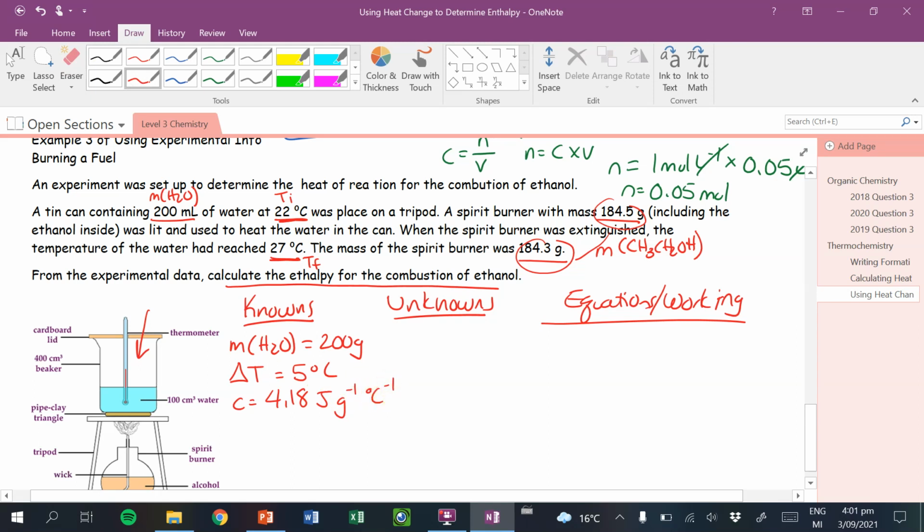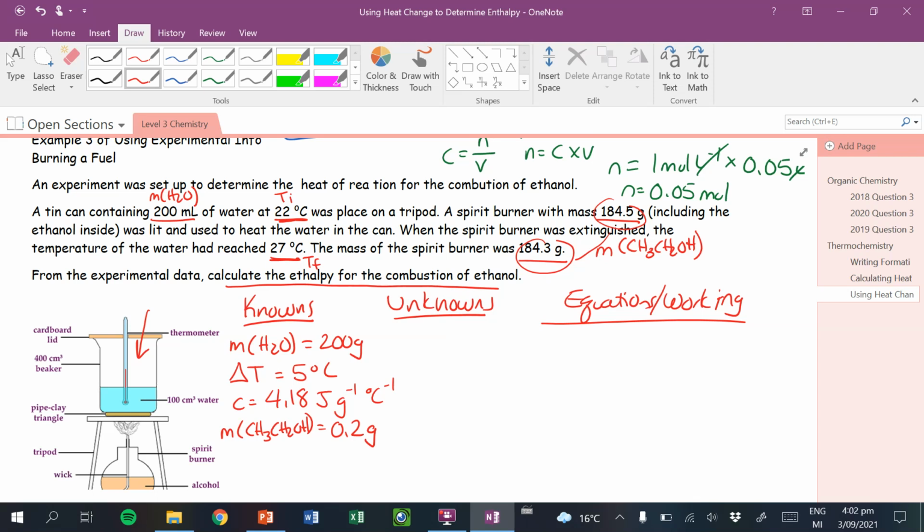The other thing that I know is the mass of my ethanol. So the mass of the ethanol is equal to 184.5, and we're subtracting away 184.3. The reason why I'm doing that subtraction is because that mass change tells me that I have used up 0.2 grams of ethanol with that burning. And I hope that makes sense to everybody.